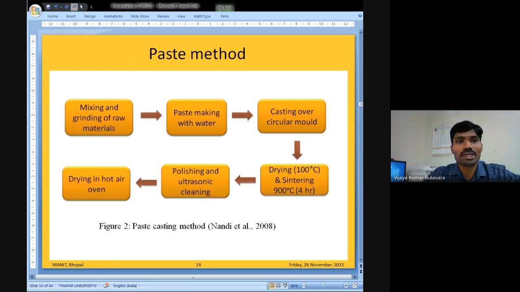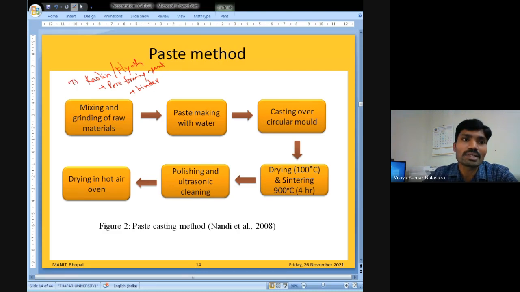So in case of the paste method, we mix and grind the raw materials. What are the raw materials here? The main raw material is either kaolin or fly ash. These are the low cost raw materials. So this raw material plus additives. Additives are required for the creation of pores. So pore forming agent is added, plus binder is added, okay, to keep the particles together. A binder is added, some 5-8% of binder.